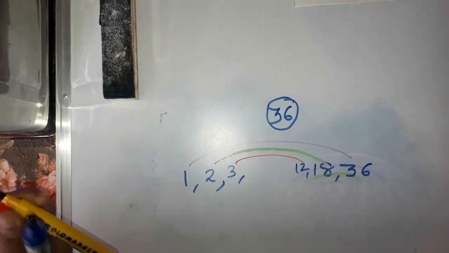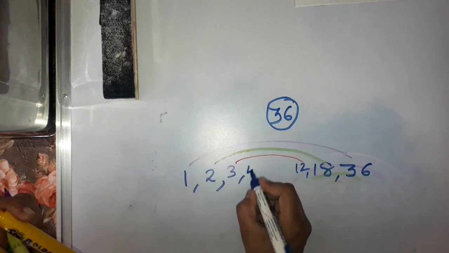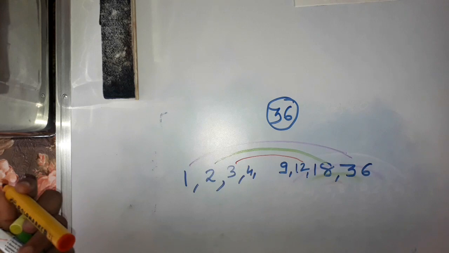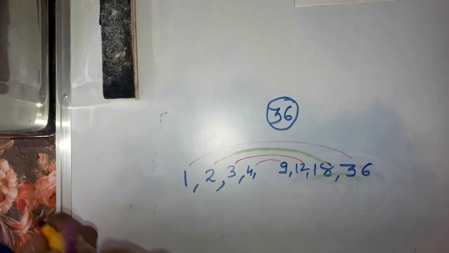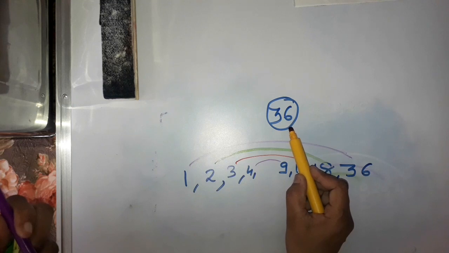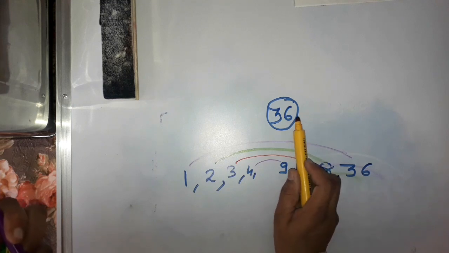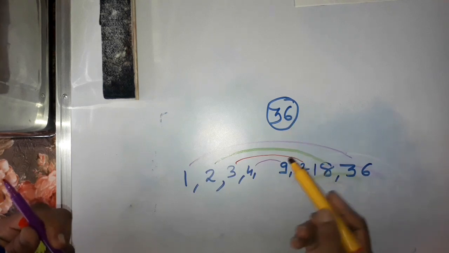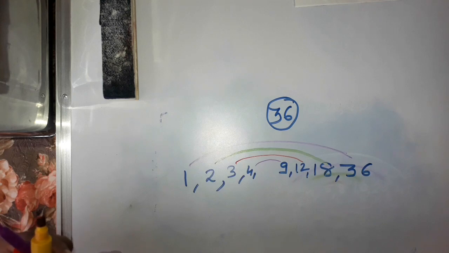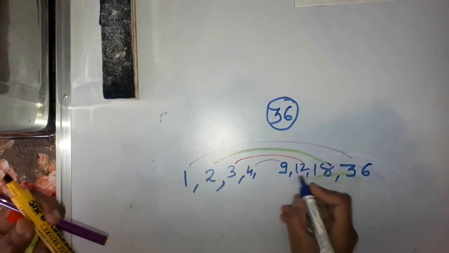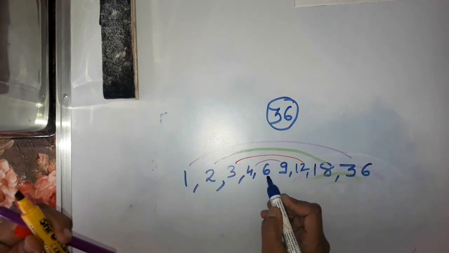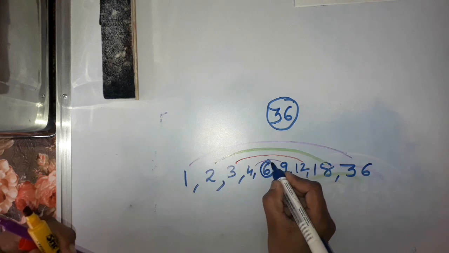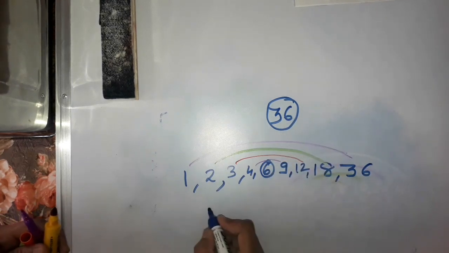Is the number divisible by 4? Yes. 4 9s are 36. Is the number divisible by 5? No. The unit digit is 6, so the number is not divisible by 5. So 5 is not the factor. Is the number divisible by 6? Yes. So write here 6. No need to write 6 twice. So 6 you have written only once. So which are the factors of 36?